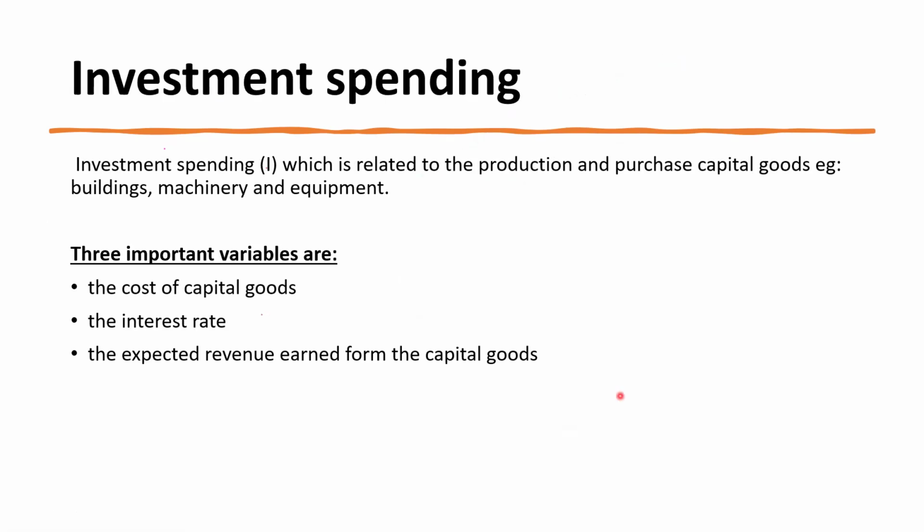And then we also have investment spending. Remember, in a simple Keynesian model, we only have two sectors. We look at firms and households, right? For households, we look at consumption expenditure, and then for firms, we look at investment, right? So investment is the purchase of capital goods, your machinery, your buildings, and your equipment. There are three important determinants of investment: the cost of the capital good, which you need to determine before purchasing it, the interest rate, and the revenue that you expect to receive from this capital good, right?